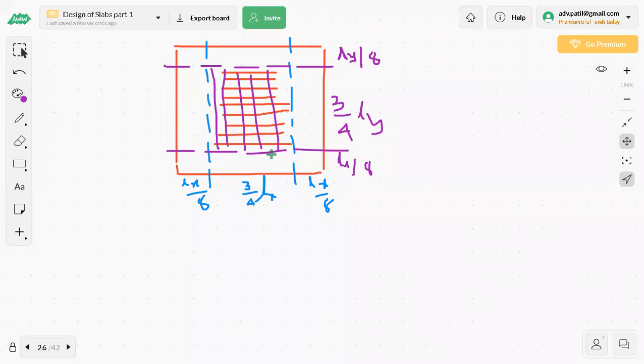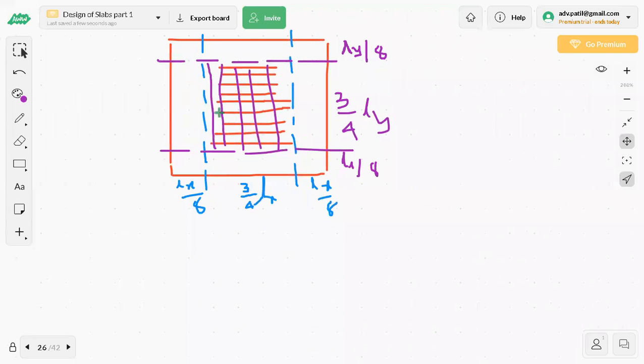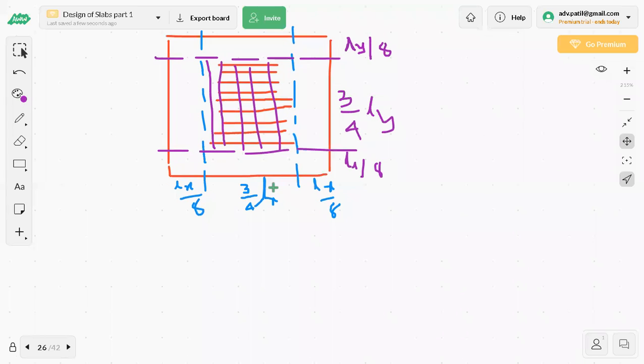In the edge strips, how to extend these bars up to the support, I'll tell you. The main diagram is different. Theoretically, I need the bars only in this area because in the edge strips, bending moment is very less. No steel is actually required. So in both directions the bending takes place. That is why in both directions, main reinforcement is provided. Now, what will happen to these edge strips?